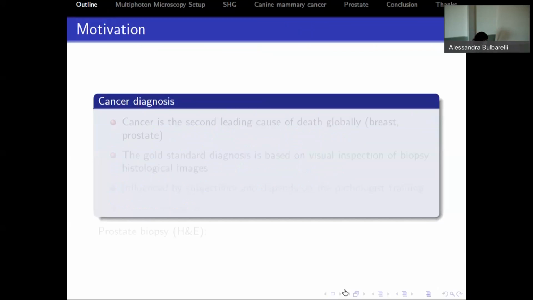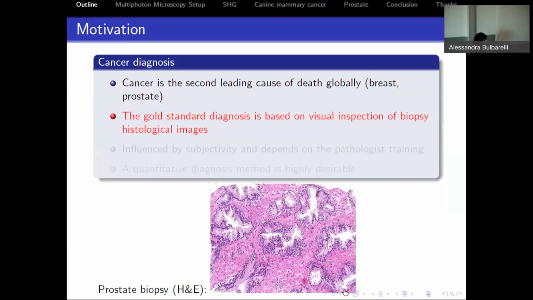And so the main motivation, for this audience, is easy to say: cancer is the second leading cause of death globally. And two important ones are breast cancer, mainly in women, and prostate cancer for men. And so those are the two types that we studied mainly, well, not exactly breast, but close to breast.